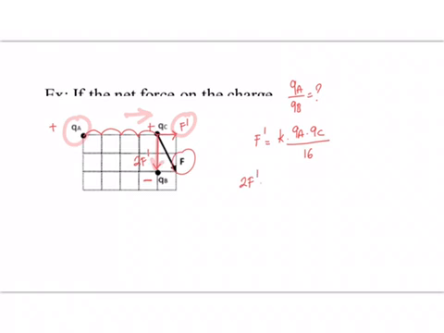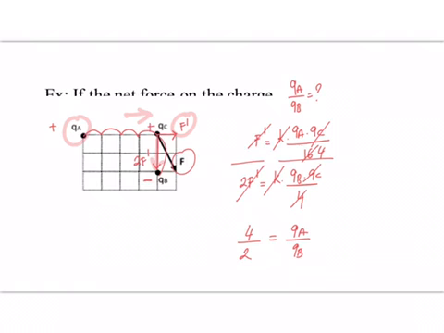So 2F prime is equal to K times QB times QC over the distance, which is 2, so square 4. When we take the ratio, these cancel each other. So I have 4 over 2 is equal to QA over QB, which is equal to 2. As A is positive and B is negative, the ratio is equal to -2.